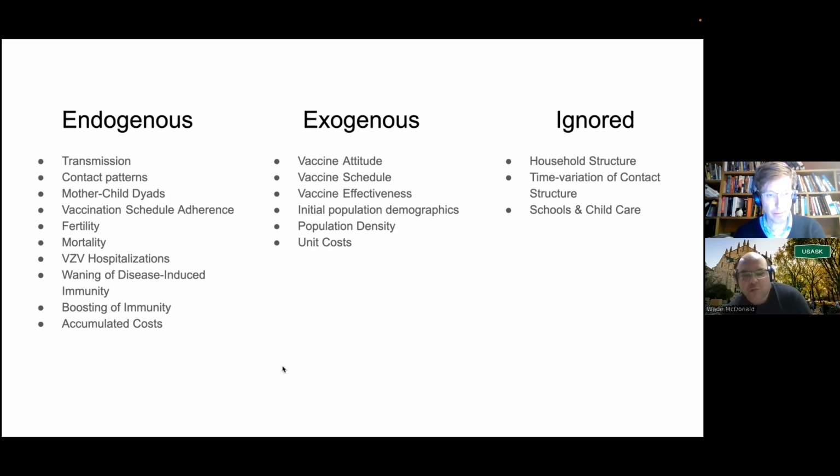Exogenous to the model were assumptions about vaccine attitude, the specified vaccine schedule, and effectiveness of the vaccine, which was based on clinical research. Initial population demographics were specified exogenously, as well as population density and unit costs for the various cost effectiveness analyses, which I'll discuss later. Ignored factors include household structure, time variation of contact structures, schools, and child care facilities.